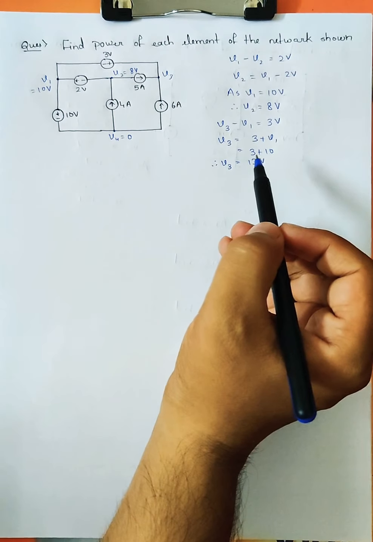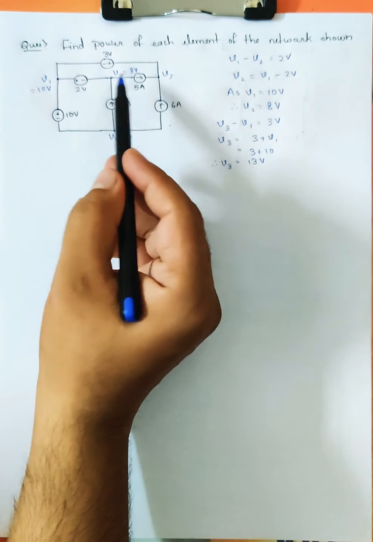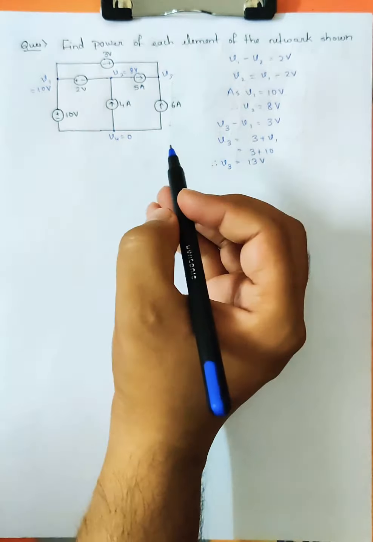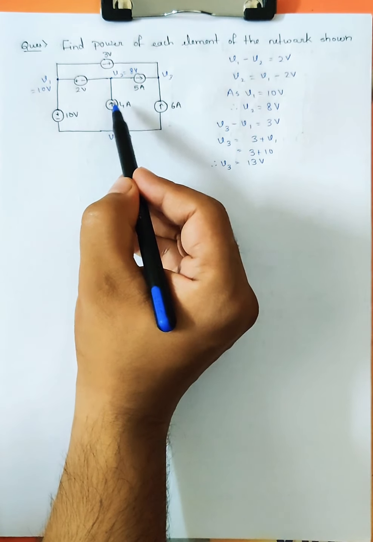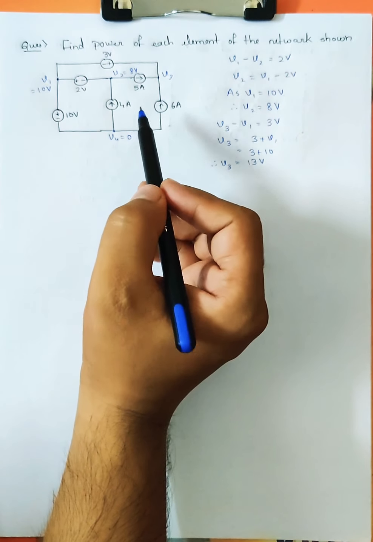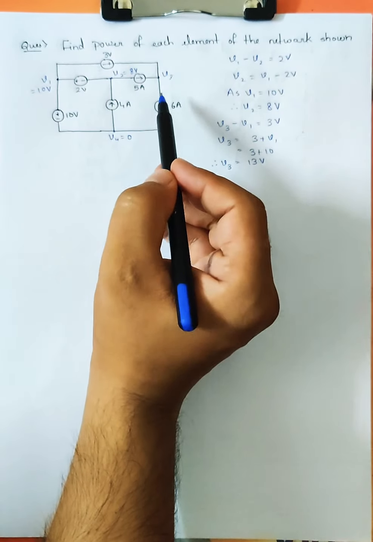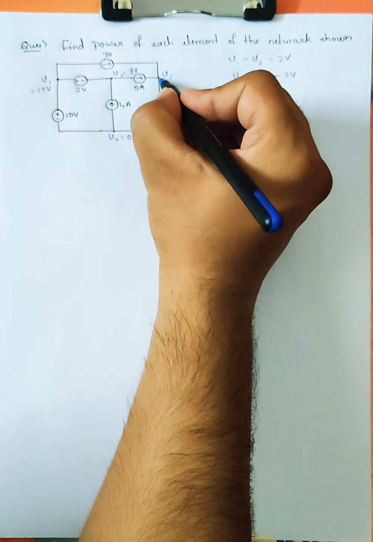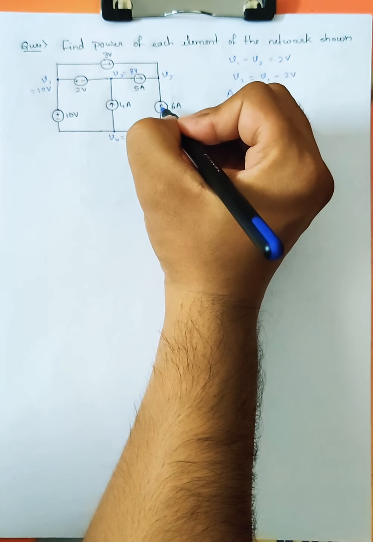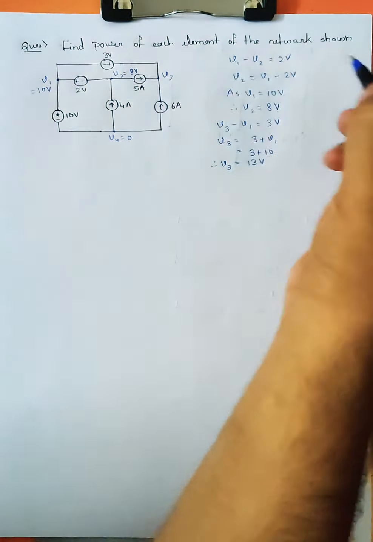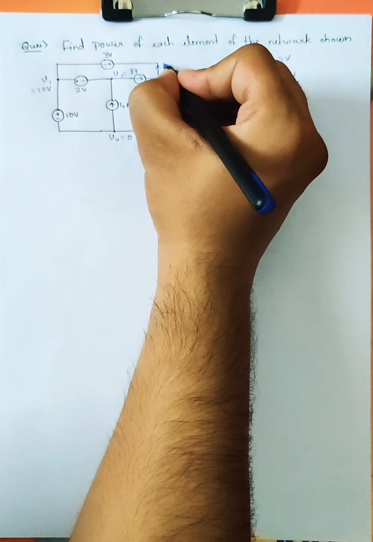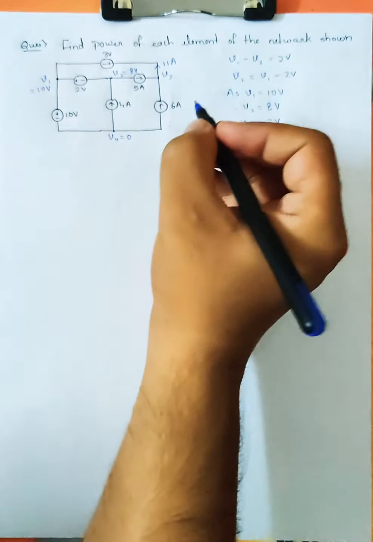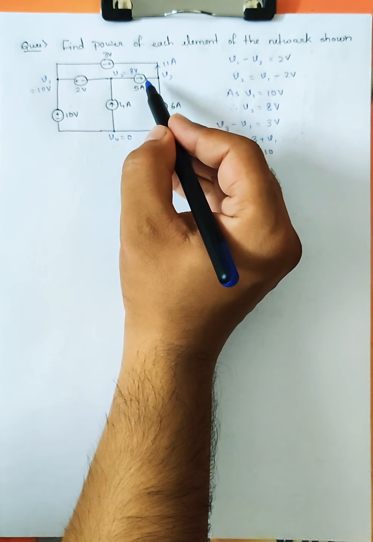Now we will calculate the currents in all the branches. We have already been given the current in these three branches as 4 ampere, 5 ampere and 6 ampere. Now we will take this branch. The currents coming towards this node are 5 ampere and 6 ampere, so the current going out from this node will be equal to 11 ampere, according to Kirchhoff's current law.